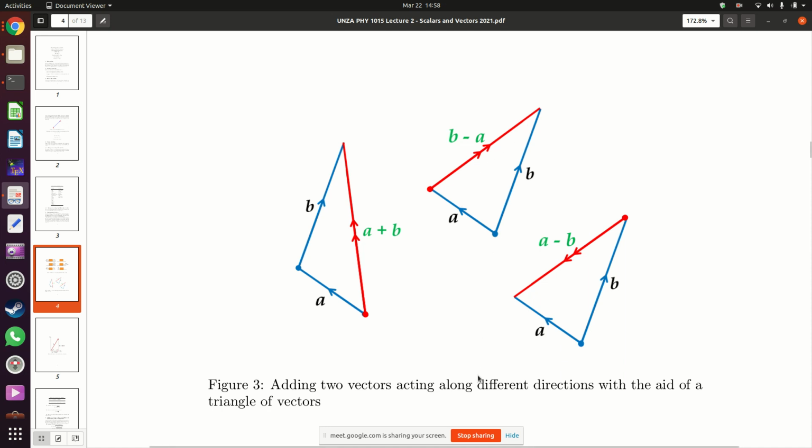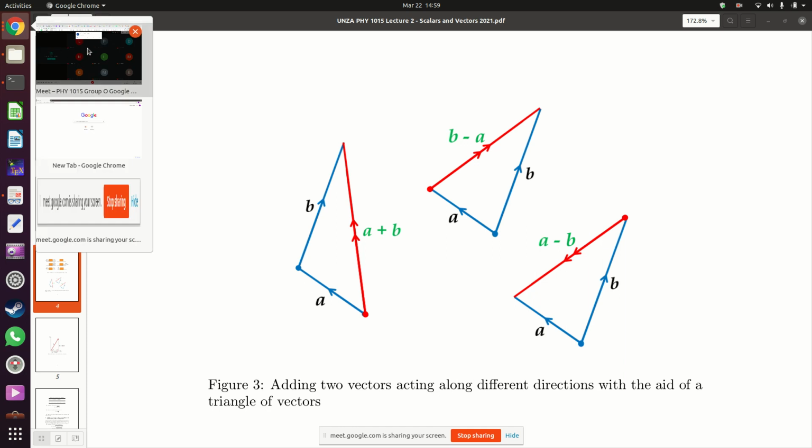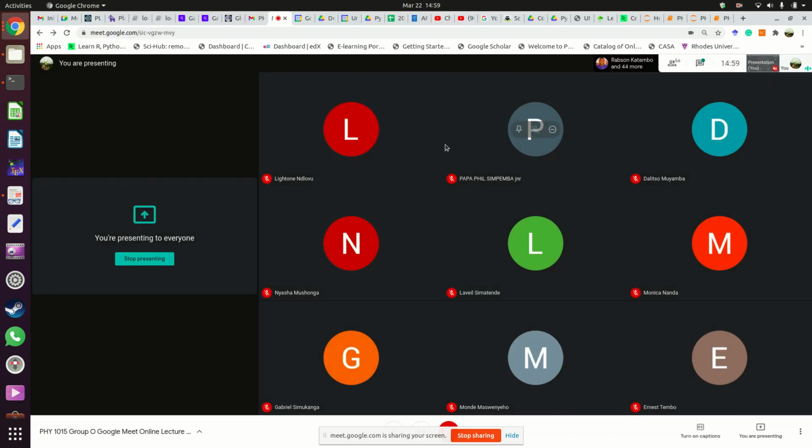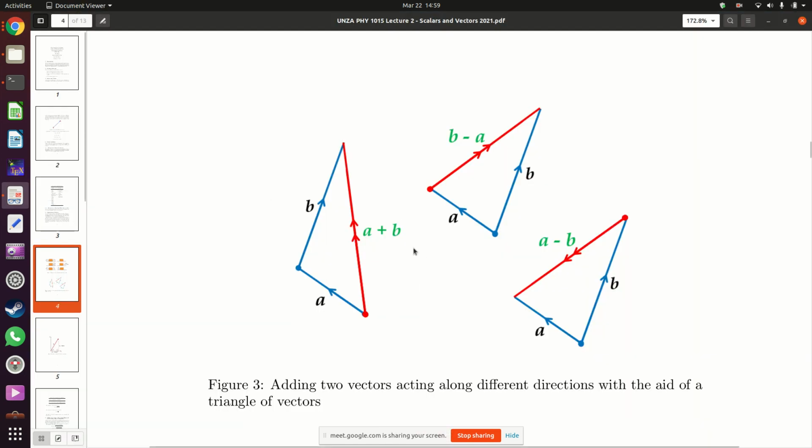Because the direction is different, even if the size is the same, these two vectors are not the same. Because when we are talking about a vector, we take into account how much is the size of this vector and in what direction this vector is pointing. Are we clear? So you cannot ignore the direction of vectors. You have to take into account what is the direction in which this particular vector is pointing and what is the size. Are we clear?